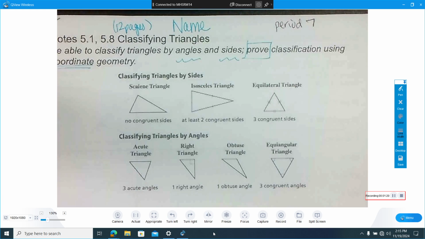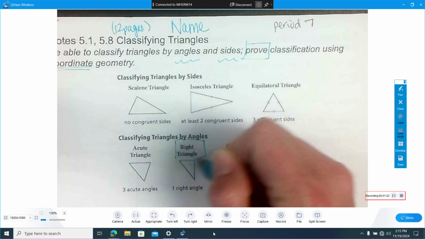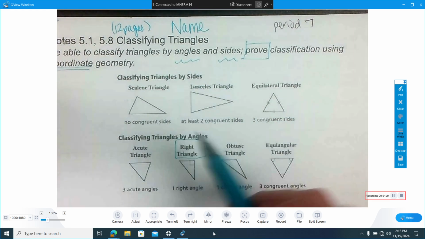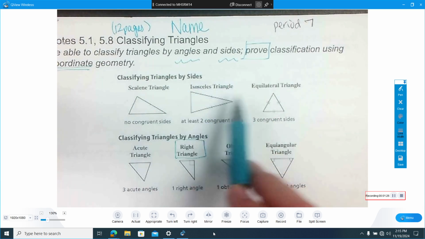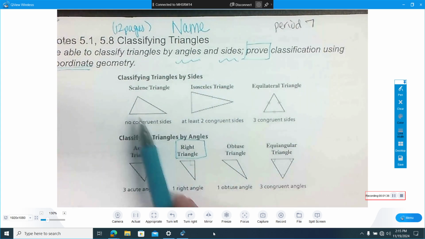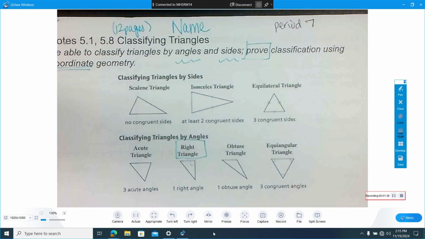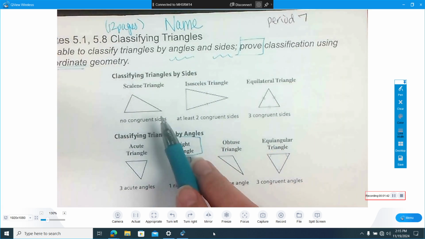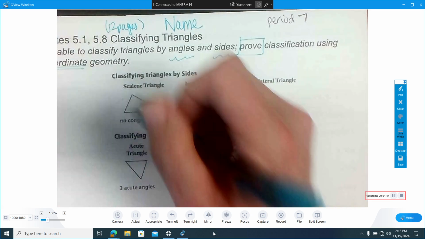So today we're going to learn how to prove that we have a right triangle, and we can easily prove things by how long the sides are. So we'll be figuring out if we have a right triangle or not a right triangle, and we're going to figure out if our sides are either scalene, isosceles, or equilateral. But before we get to coordinate proofs, we need to just relearn some terms here.